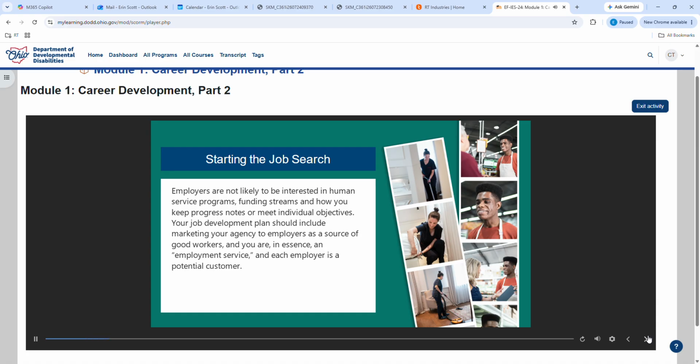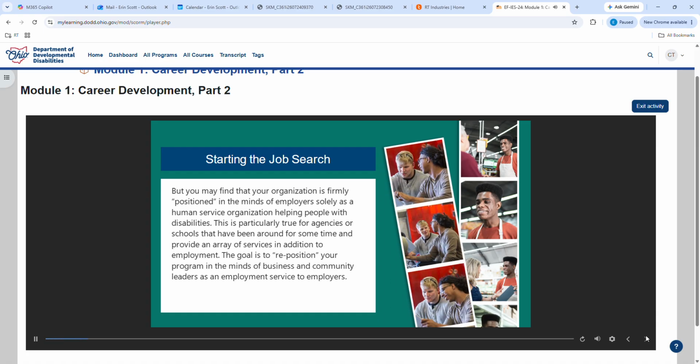Employers are not likely to be interested in human service programs, funding streams, and how you keep progress notes or meet individual objectives. Your job development plan should include marketing your agency to employers as a source of good workers. And you are, in essence, an employment service, and each employer is a potential customer.